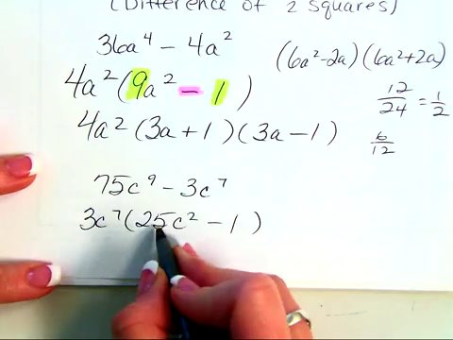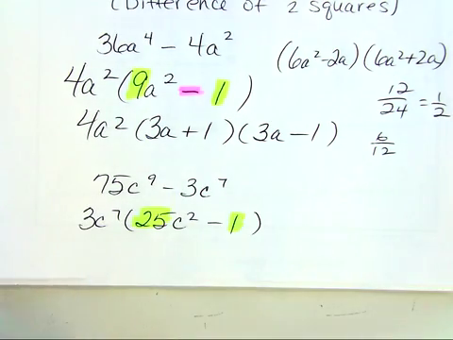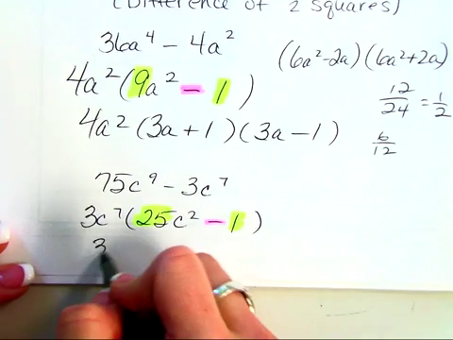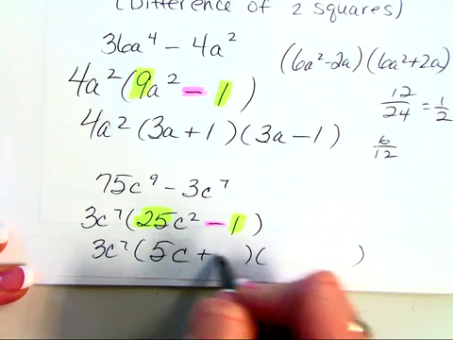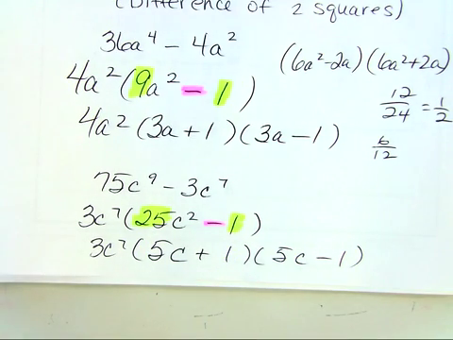Perfect square, a negative sign in the middle, it qualifies. So then your answer, did you include that in your answer? 5c plus 1, 5c minus 1. Are we good on that? Okay.